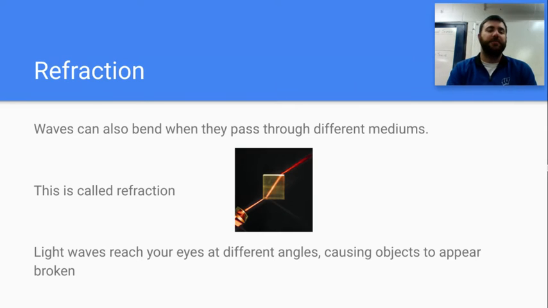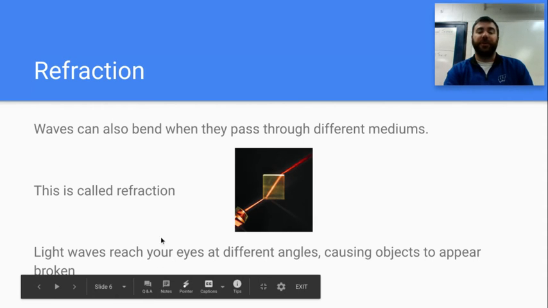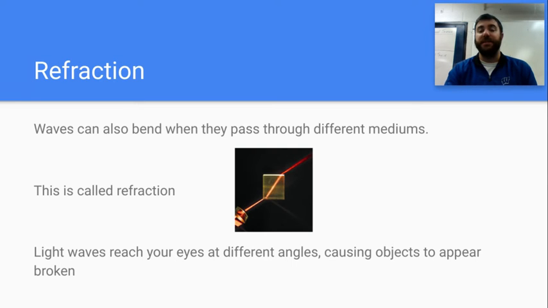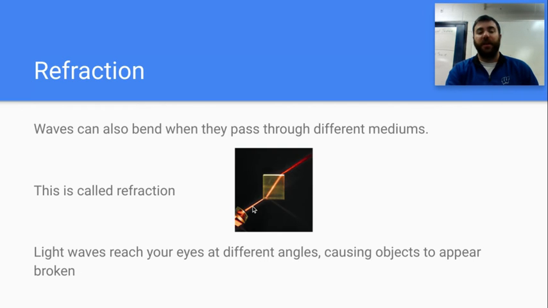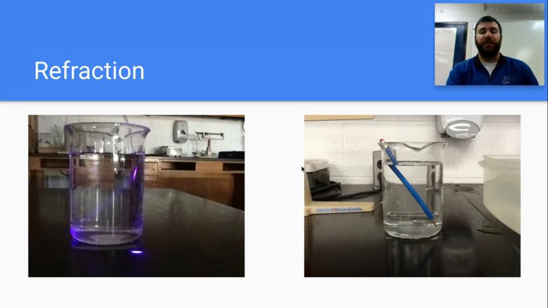Now, refraction is when waves bend because they're passing through different mediums, not because they're coming to an edge. The light waves reach your eyes at different angles because they travel at different speeds in different mediums. Remember that, we learned it in lesson 1 or 2. The waves reach your eyes at different angles because they're in different objects, so the objects appear to be broken. You can see the light coming through here, it refracts and then comes out the other way.